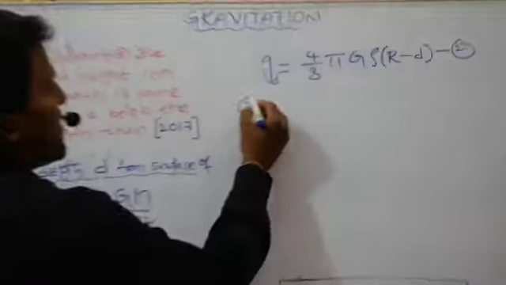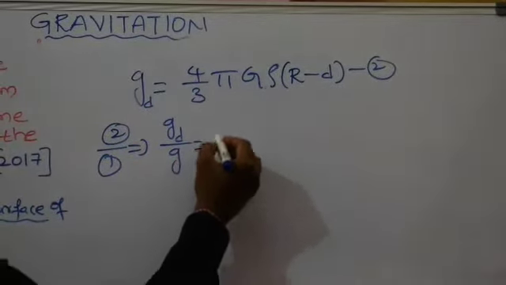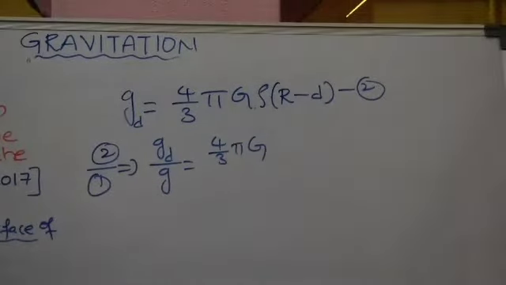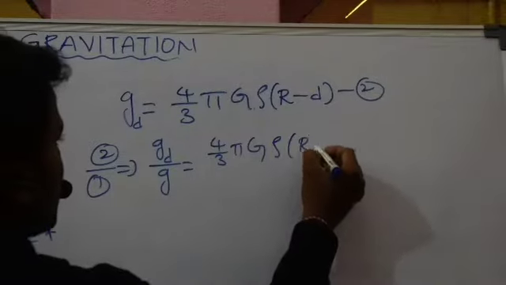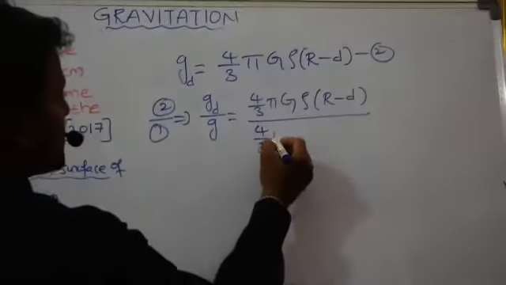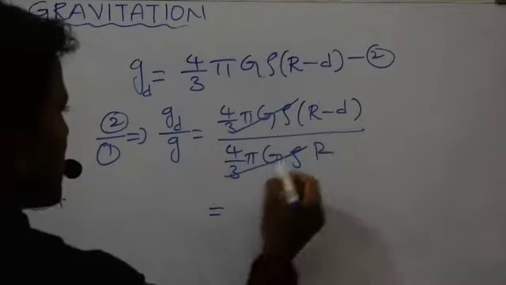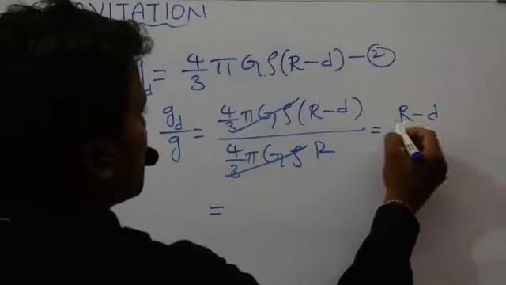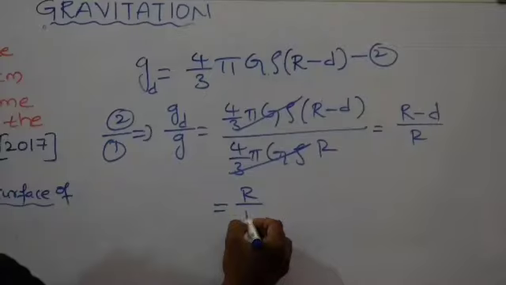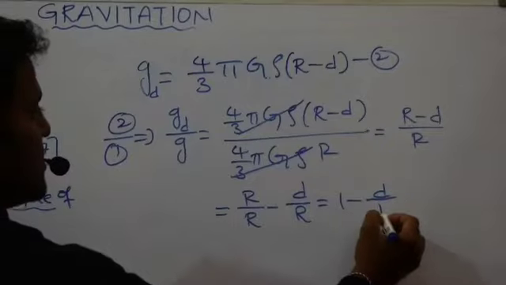Now equation 2 divided by equation 1. gd divided by g is equal to 4 by 3 pi G rho (r minus d) divided by 4 by 3 pi G rho r. Here these are cancelled. We get (r minus d) divided by r. This one I am writing as r by r minus d by r. We get 1 minus d by r.